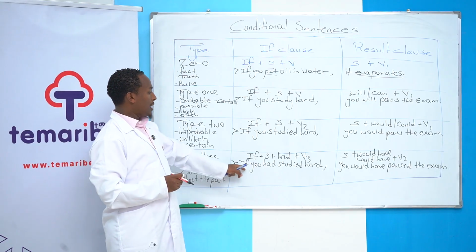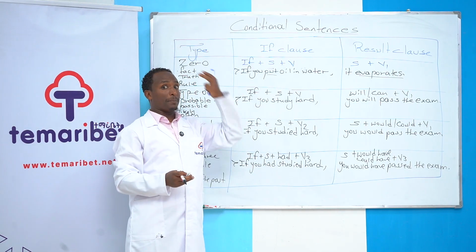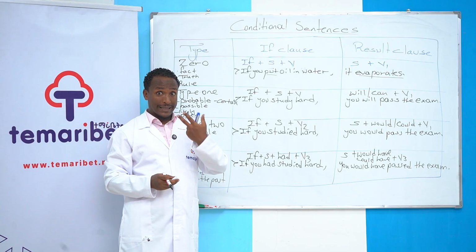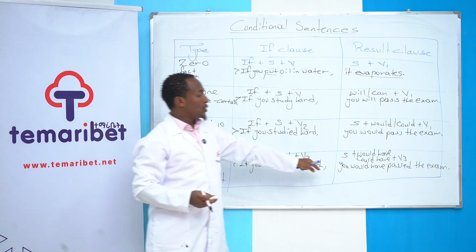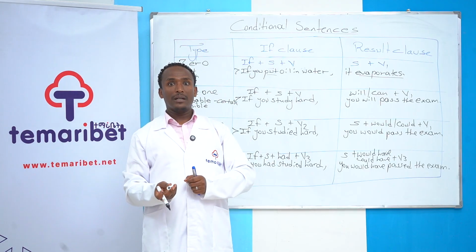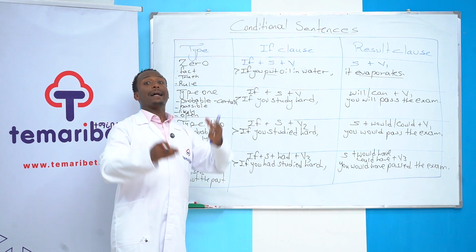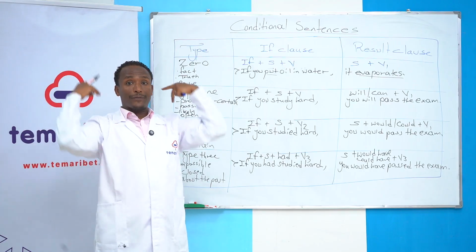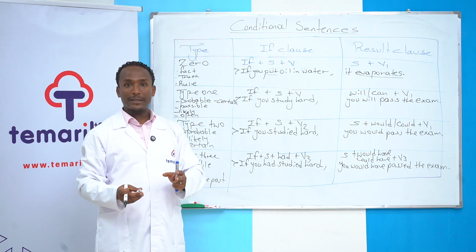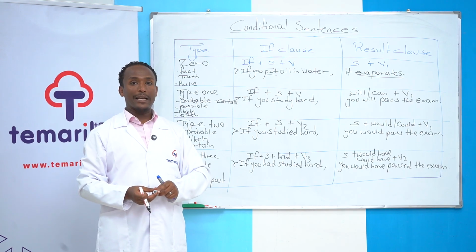For example, if you had studied hard, it is past, you would have passed the exam. What does it mean? You did not study hard and you did not pass the exam. These both actions are completed and that person is showing regret.